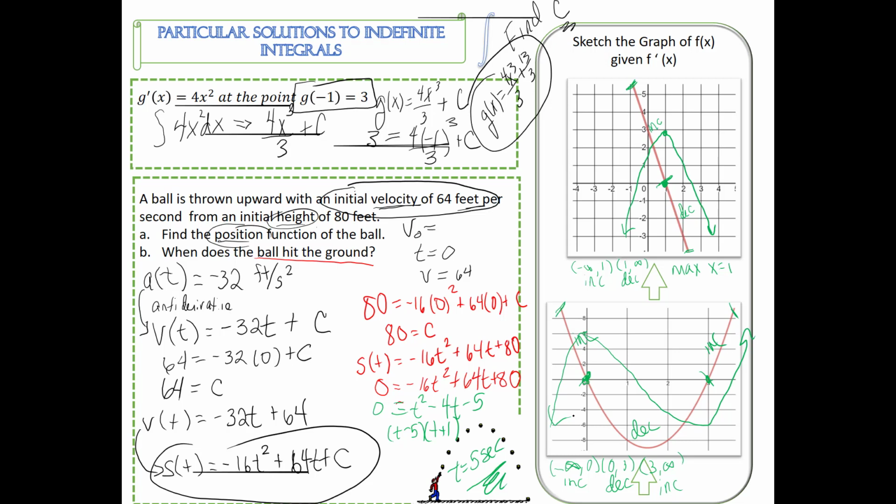Going back to this first example, this one just gave you the first derivative. Here we actually did the antiderivative twice because acceleration is technically the second derivative. So you could really start with the fourth derivative and just take the antiderivative that many times to get back to the original function.